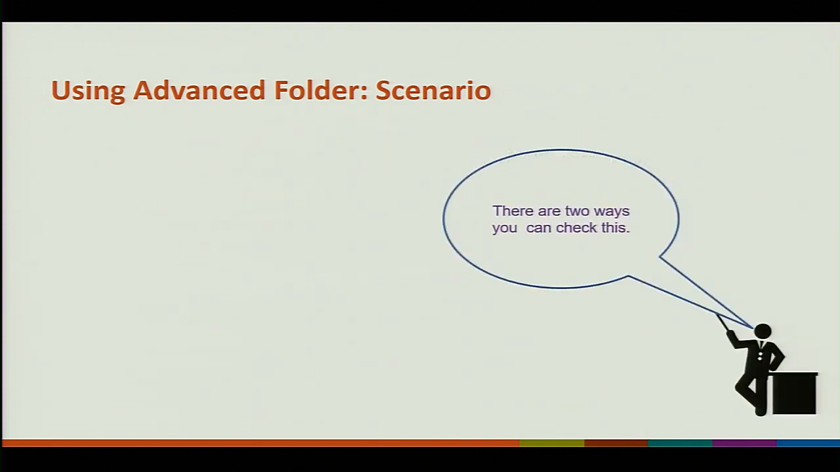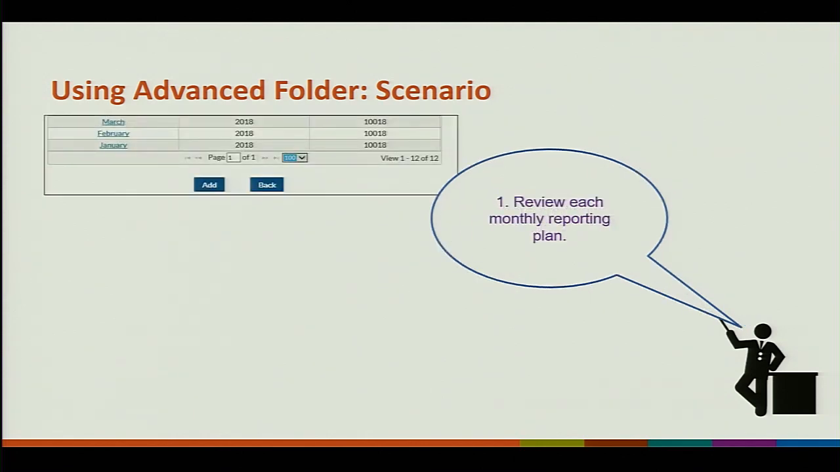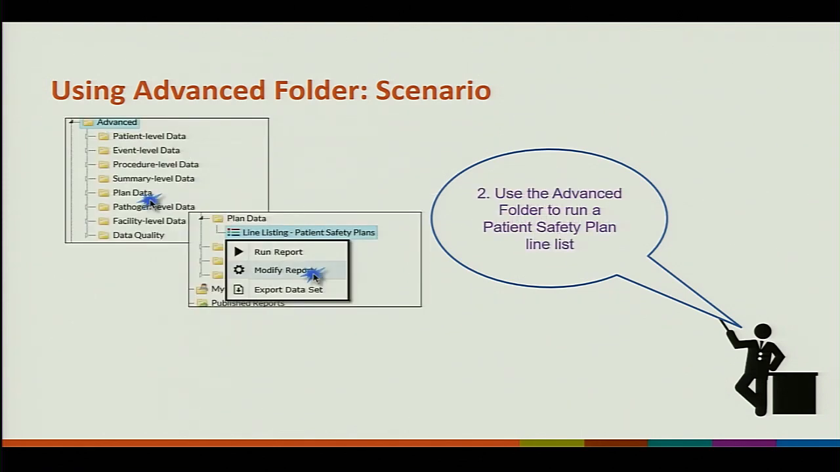So there's two ways you can check this. Like I said, you can take what I think is the slower route, which is looking at each individual monthly reporting plan, going back and forth to make sure that you've captured everything you wanted on it. That can be time consuming. Or you can use the advanced folder, and you can use some of the tools you've been equipped with during this training to look at your plan level data report to see what was included in all your plans, in just one simple table.